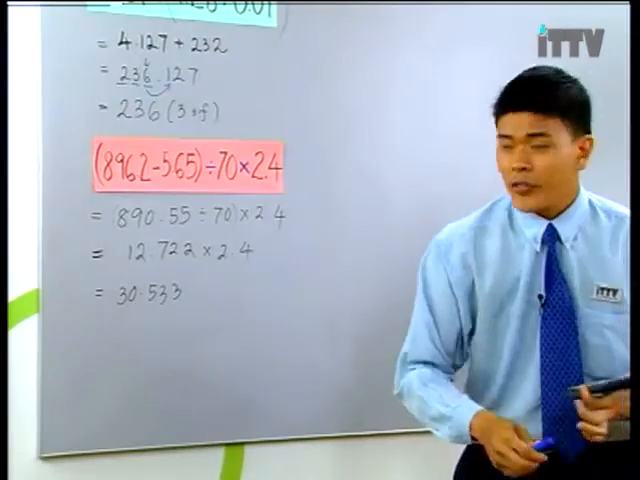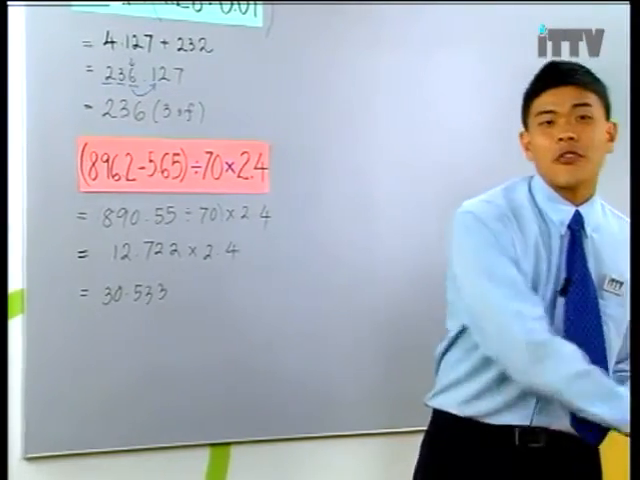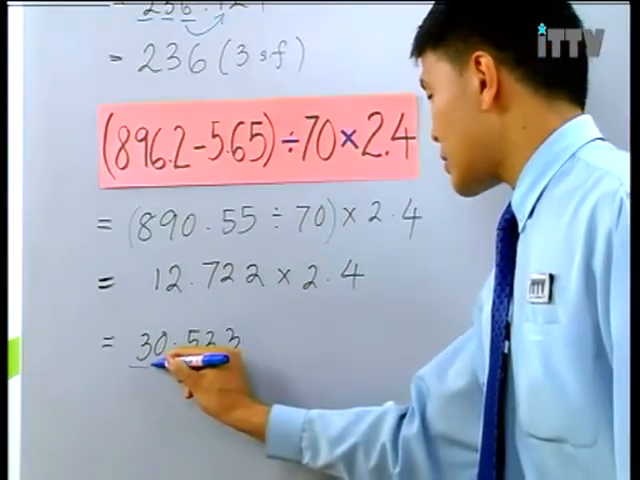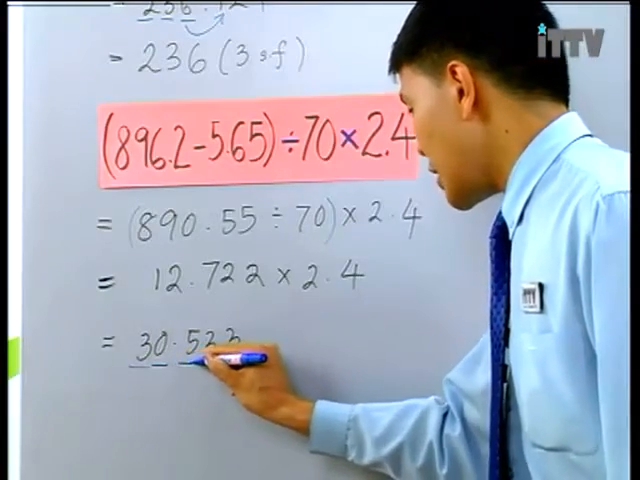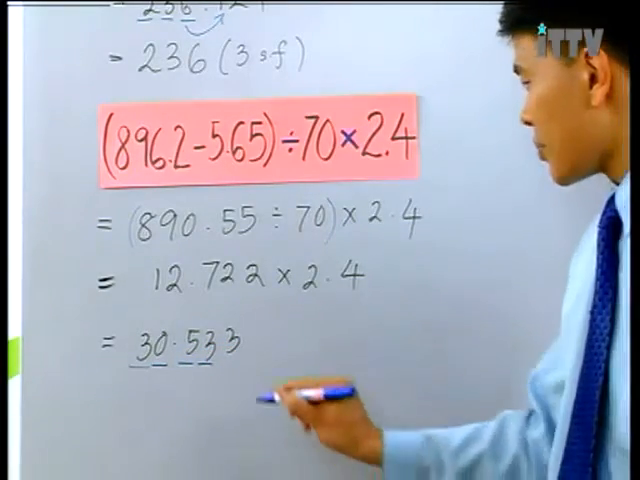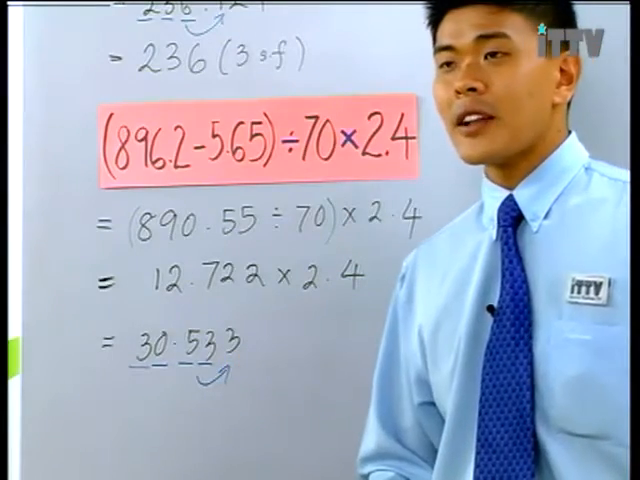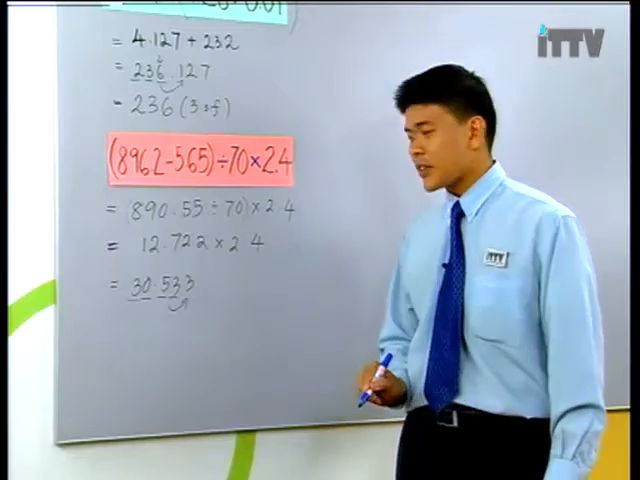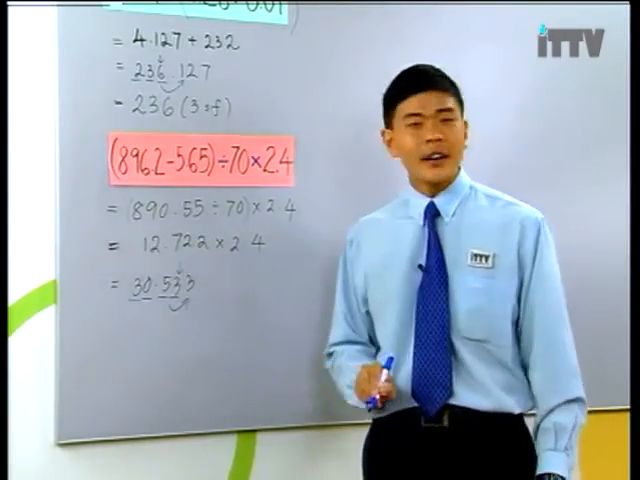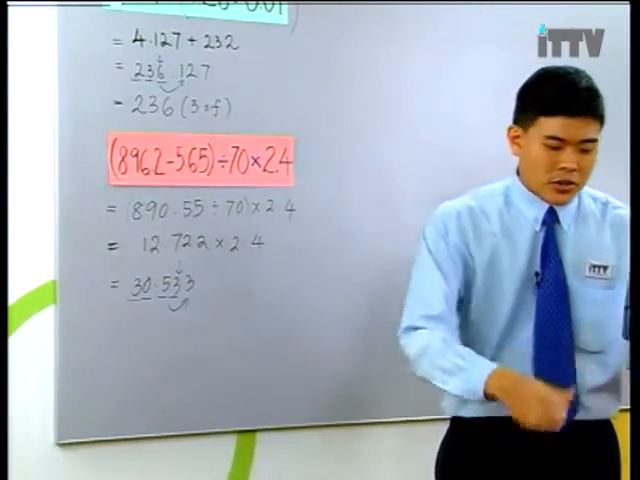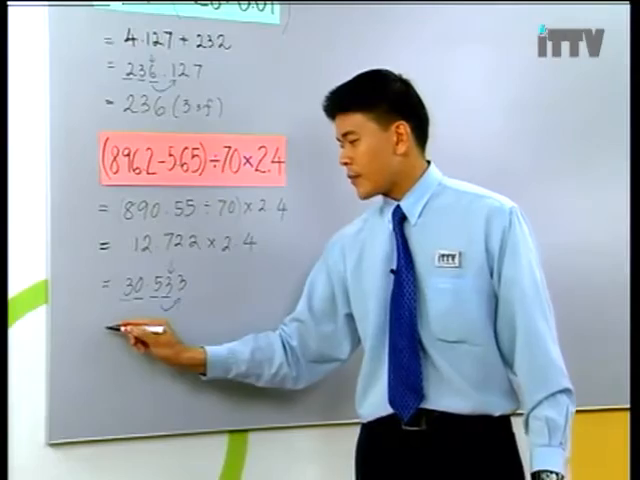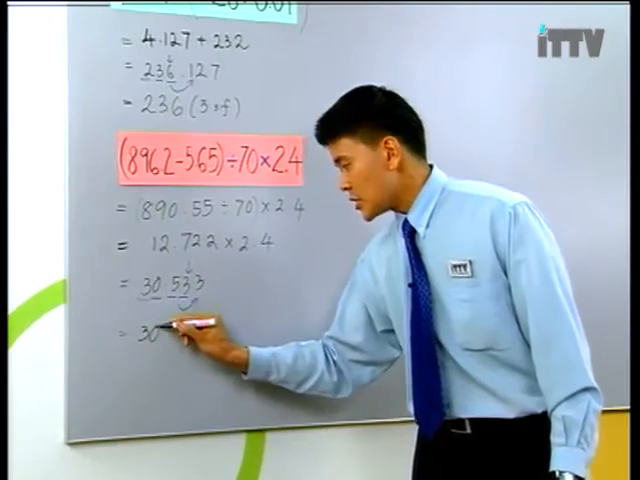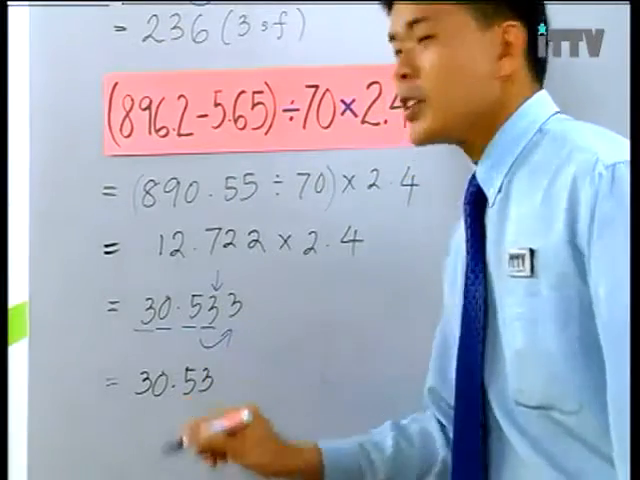And what is the technique to round off? Underline the first 4 significant figures from left to right: 1, 2, 3, and 4. And then what is the next step? Look at the next digit after the last underlined digit and check whether it is more or less than 5. It is less than 5, 3, so we do not add 1 to the previous digit. So the answer for this question, when rounded off to 4 significant figures, will be 30.53.